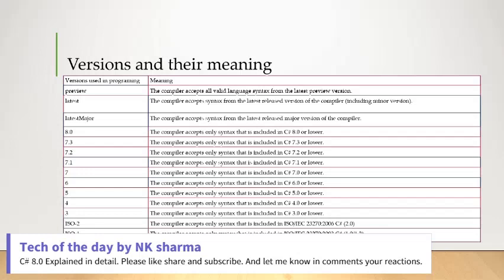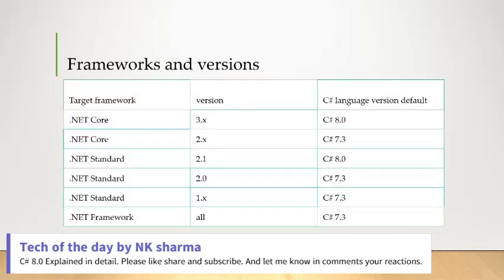This is just an overview about versioning. So we have 8 versions till now, and the first 2 versions were ISO 1 and ISO 2. When you put in your config file that this language C Sharp version is 8.0 or 7.3, that means your compiler will understand the syntax up to that language version. So this is all about a config file.